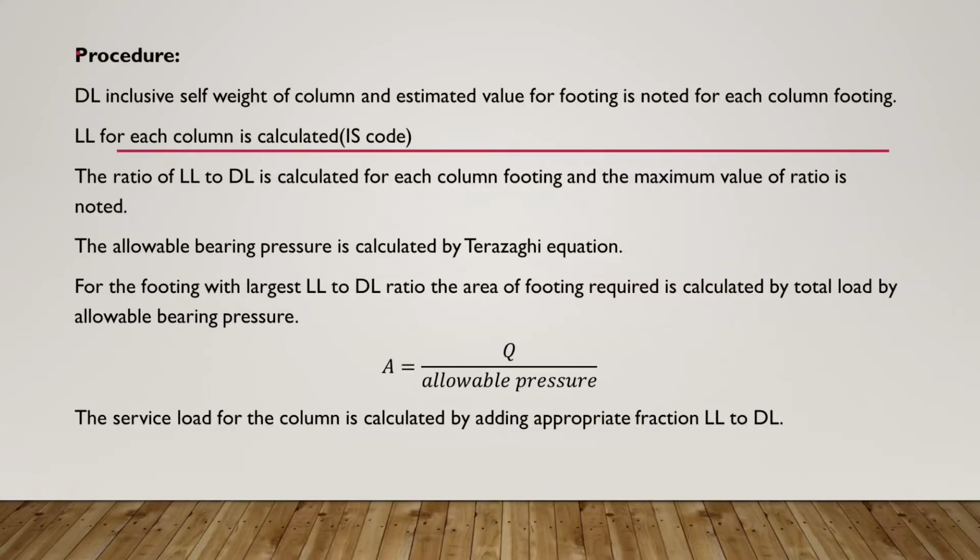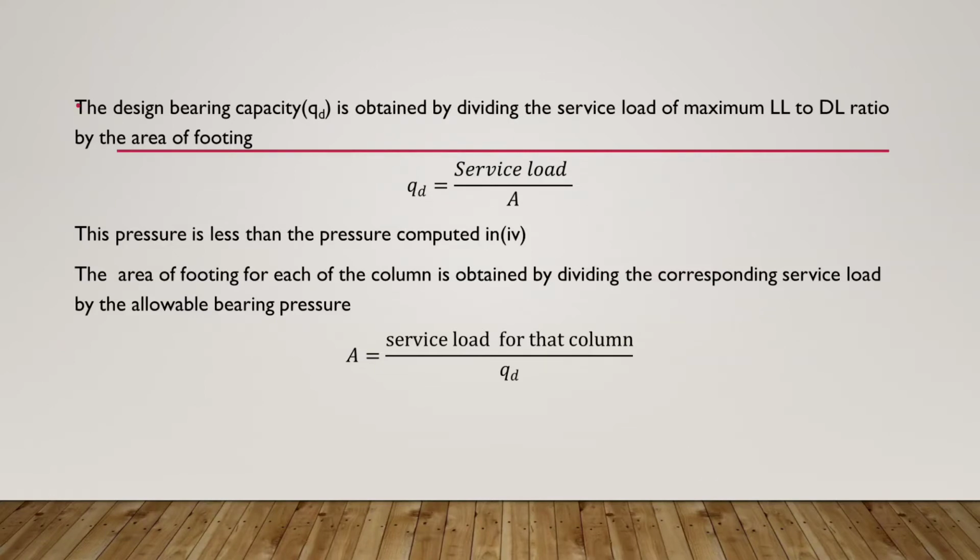Then the allowable bearing pressure is calculated by Terzaghi equation. For the footing with largest live load to dead load ratio, the area of footing required is calculated by total load divided by allowable bearing pressure. Then the service load of the column is calculated by adding the appropriate fraction of live load to dead load. Next, the design bearing pressure is obtained by dividing the service load of the maximum live load to dead load ratio by the area of footing. This pressure should be less than the pressure computed in step 4. Next, the area of the footing of each column is obtained by dividing the corresponding service load by the allowable bearing pressure.